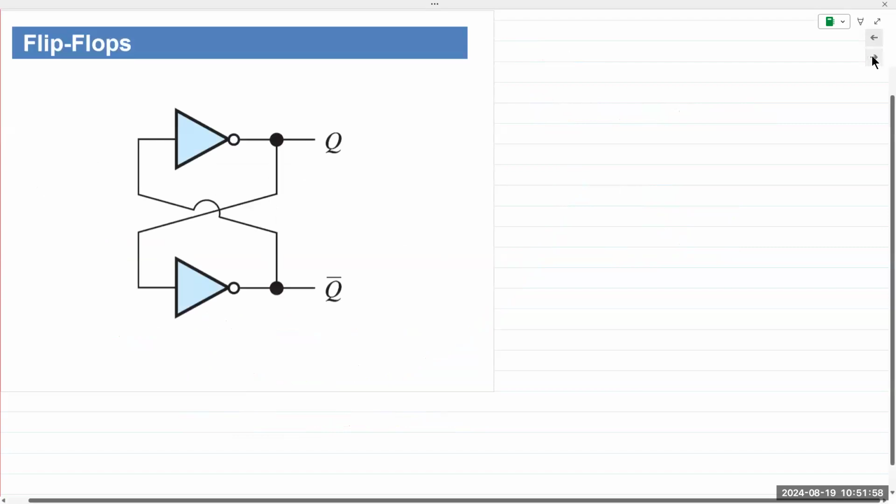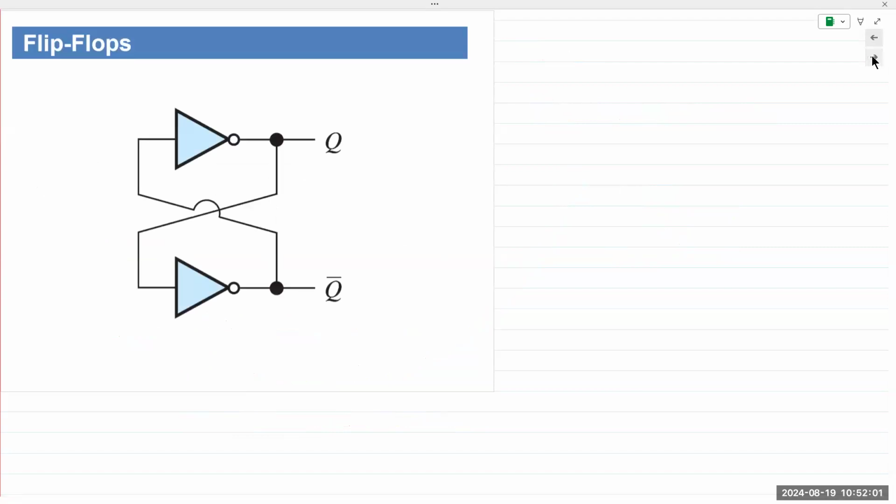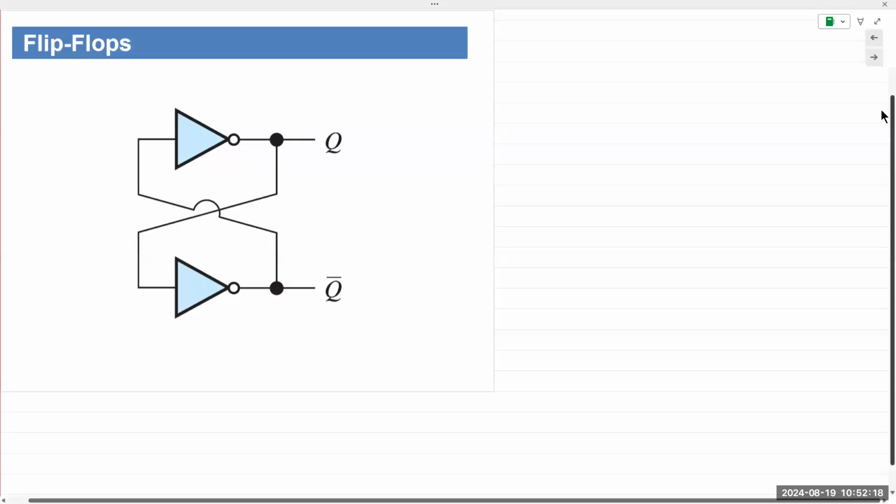Then let's look at flip-flops. These are, again, building blocks for larger digital circuits. So flip-flops are building blocks for larger digital circuits. Okay. So the rest of this chapter, we are going to look at sequential logic circuits.